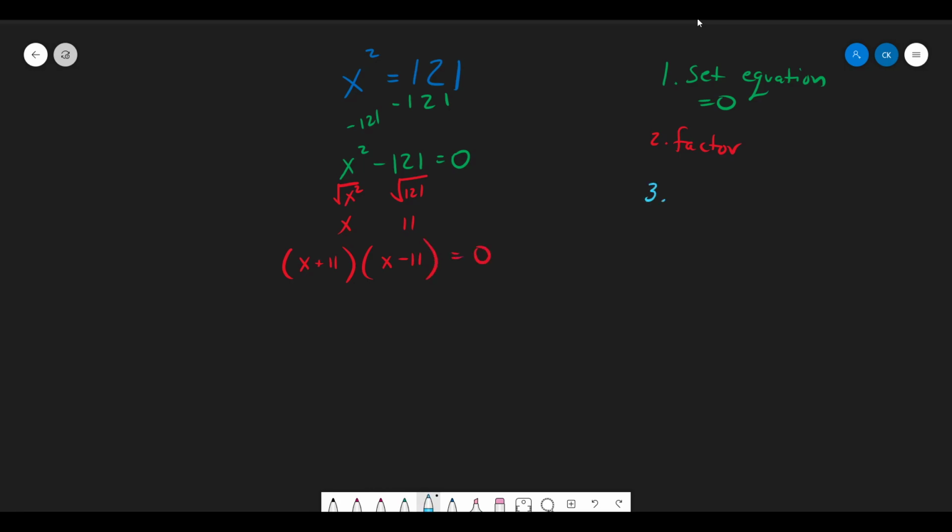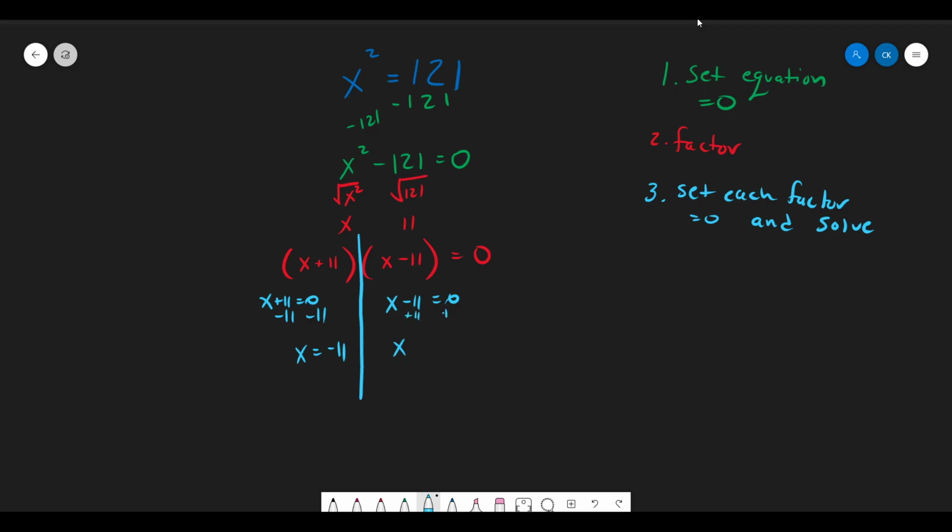And then step 3 is to set each factor equal to 0 and solve. So I'm going to take each of my factors, the x plus 11, set it equal to 0, the x minus 11, set it equal to 0, and then I'm just going to solve. So one side I'll get negative 11, and the other side I'll get 11. So I would say my answer is x is equal to the set of numbers negative 11 and 11. Okay?